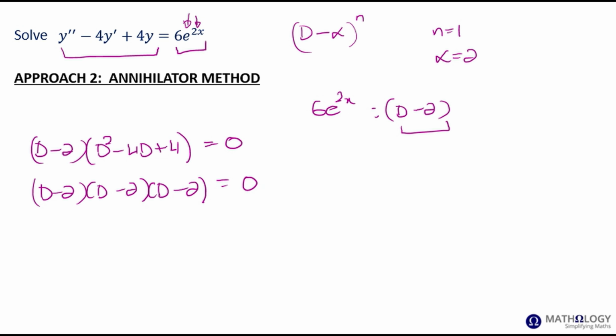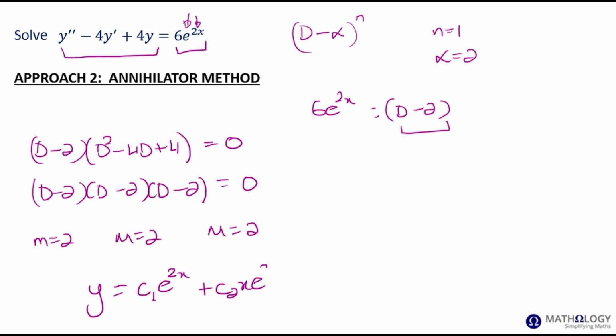There's one root here, so that root will be m equals 2, m equals 2, m equals 2. So the solution will now be the first constant c1 e to the 2x, but because we have repeated roots here, we can't have the same function again. So it'll be c2x e to the 2x plus c3x squared e to the 2x.